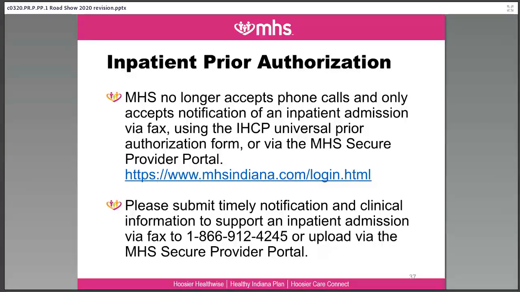For inpatient prior authorization, MHS no longer accepts phone calls and only accepts notification of an inpatient admission via fax, utilizing the IHCP Universal Prior Auth form, or via the MHS Secure Provider portal. And once again, we've provided that link here to log into our provider portal. You want to submit timely notification and clinical information to support an inpatient admission via fax to 866-912-4245 or upload that to our Secure Provider portal.